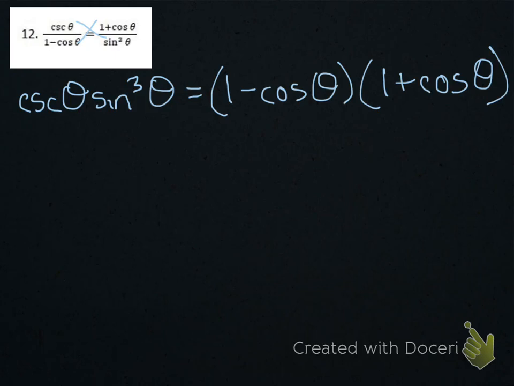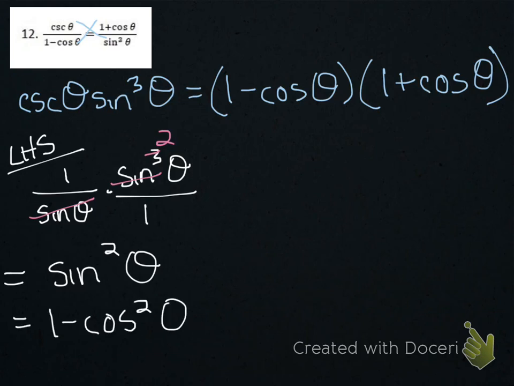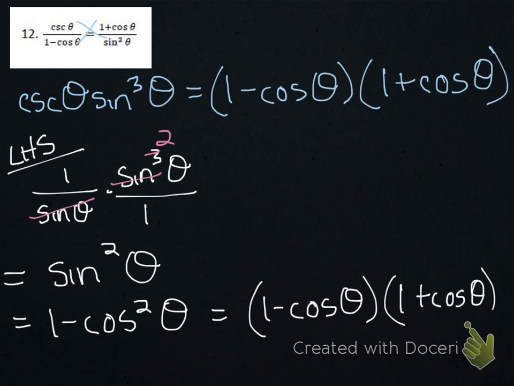And so now I'm going to focus on the left-hand side, since that's not all written in terms of sine and cosine right now, and that'll be my next step. I've got a sine in the denominator, and then sine to the third in the numerator. So one of those will cancel out, leaving us with just sine squared. Sine squared can be rewritten as 1 minus cosine squared. And again, that is the difference of two squares, so we can go ahead and factor that in order to make it look like the right-hand side.